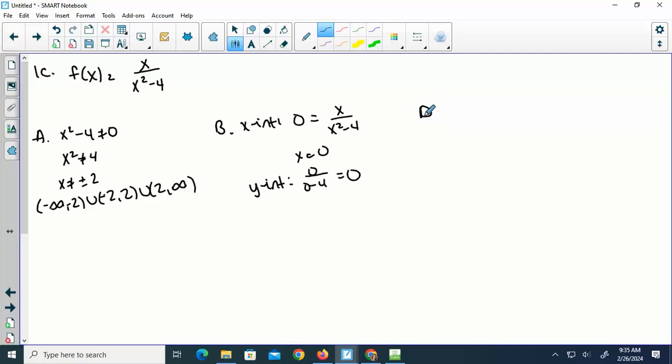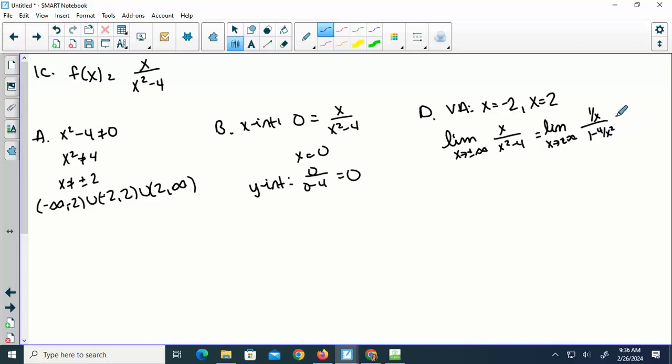We skipped C. Part D, asymptotes. For the vertical asymptote, x equals what makes the bottom 0, and we already found that in our domain, negative 2 and positive 2. For a horizontal, you have to do the limit as x approaches positive and negative infinity. Our trick was to divide everything by the highest power of x. So we get 1 over x divided by 1 minus 4 over x squared. A number over infinity goes to 0, so this is 0. So our horizontal asymptote is y equals 0.